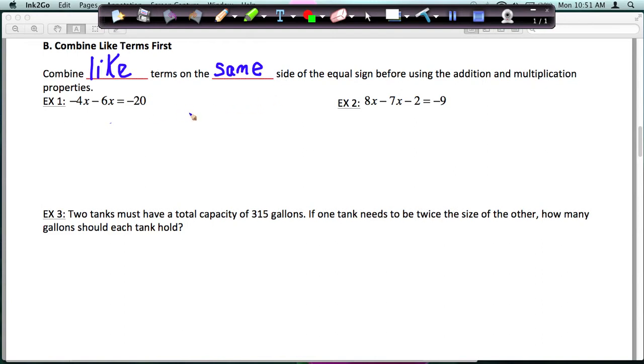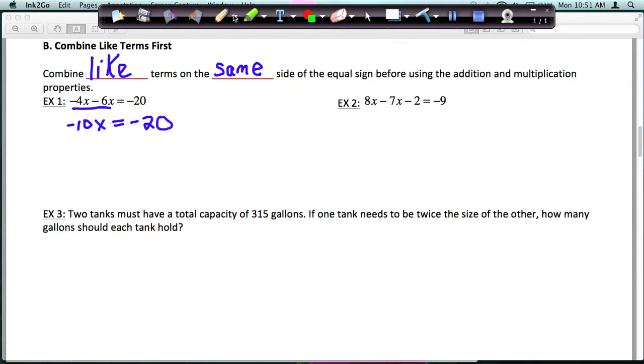So if I look at example 1, negative 4x minus 6x equals negative 20. If I look on the left-hand side here, these are like terms. They both have an x, and I want to combine those first. So they're on the same side. I'm not moving anything over. I'm not switching signs. I'm just combining. What is negative 4 minus 6? So be careful with your signs, and you could double check on your calculator, but negative 4 minus 6 is negative 10. So this combines to be negative 10x equals negative 20.